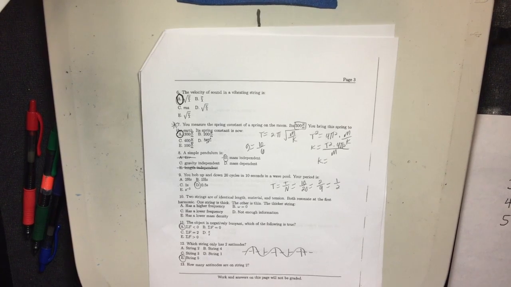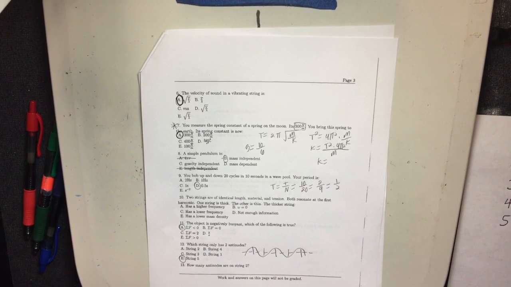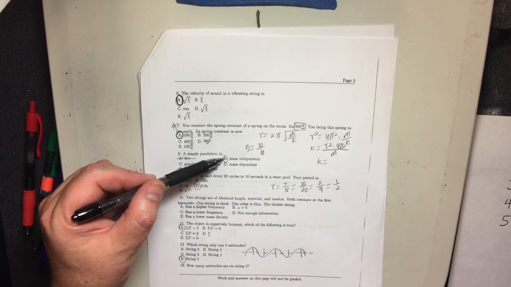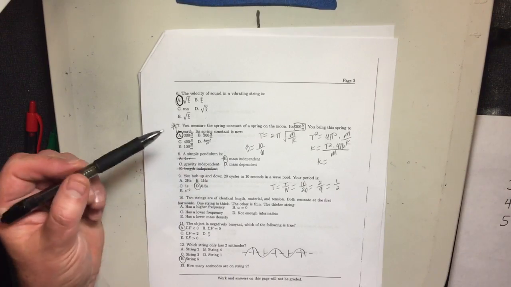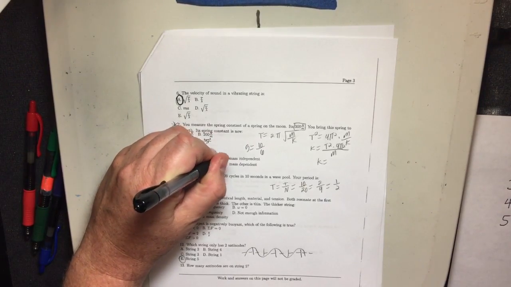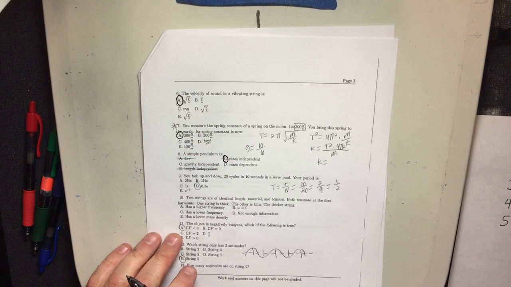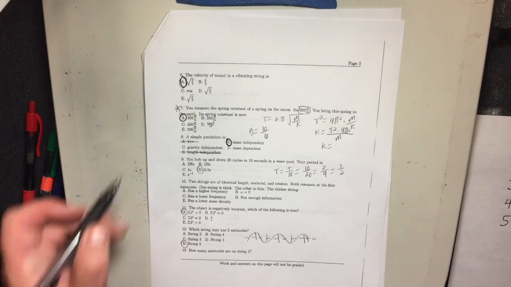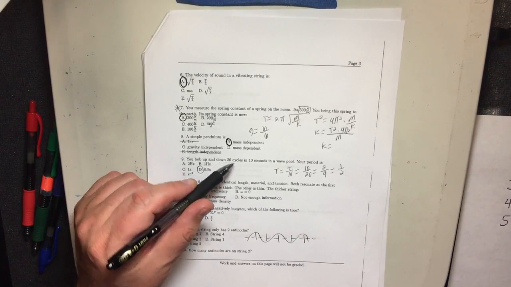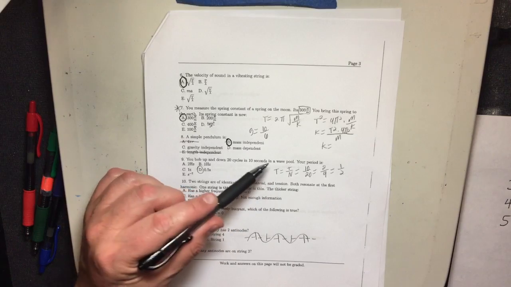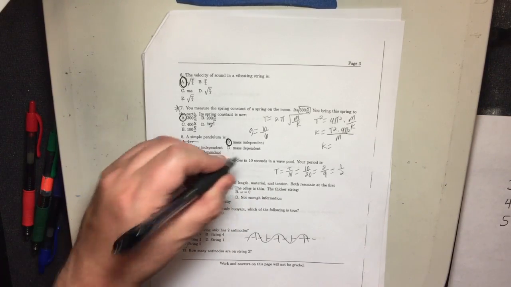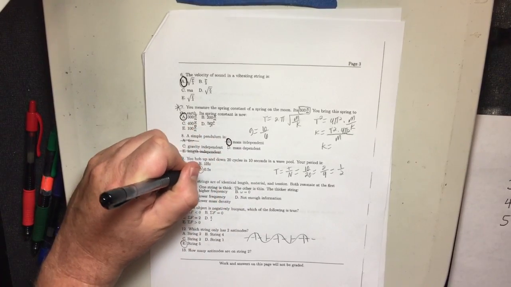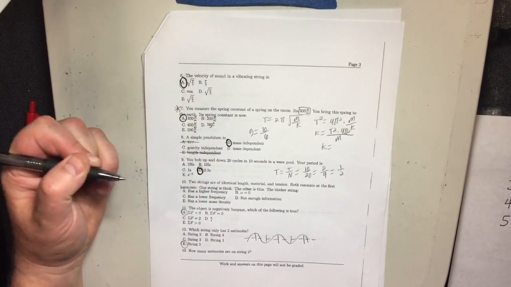A simple pendulum is, and you could probably tell that it's got to be that one or that one, independent or dependent on mass. It's independent of mass. You bob up and down 20 cycles in 10 seconds in a wave pool. Your period is what? Period is T over N, so it is 1/2 of a second. 10 divided by 20.